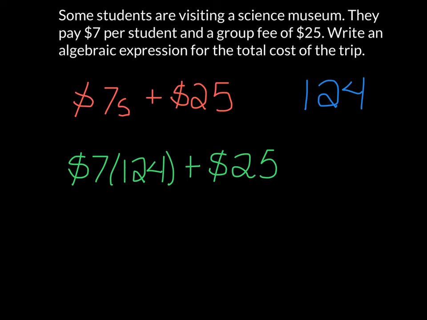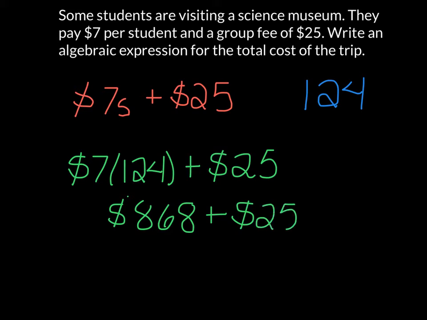So when we multiply 7 times 124, that equals 868. You can always do that part on scratch paper. Plus $25, and that equals $893. So the students will pay a total cost of $893.